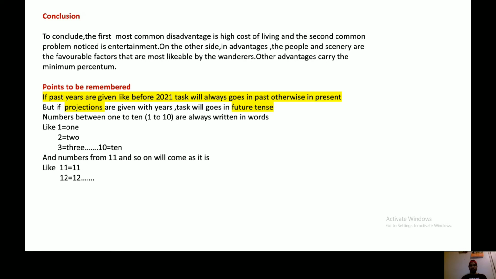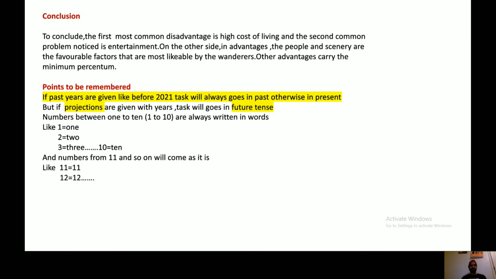Because the scenery and the people, these two advantages, are being given most of the percentage, that's why I use people and scenery are the favorable factors. I have never used numbers over here, because there's no need, as I have already mentioned them in BP1 and BP2. So it's just about the conclusion. You have to give an idea about what you wrote in the task, in BP1 and BP2. There are some points to be remembered. There are some tricks you can use.